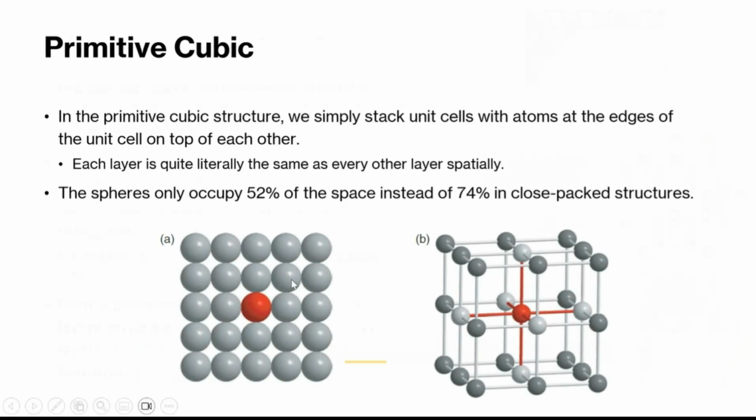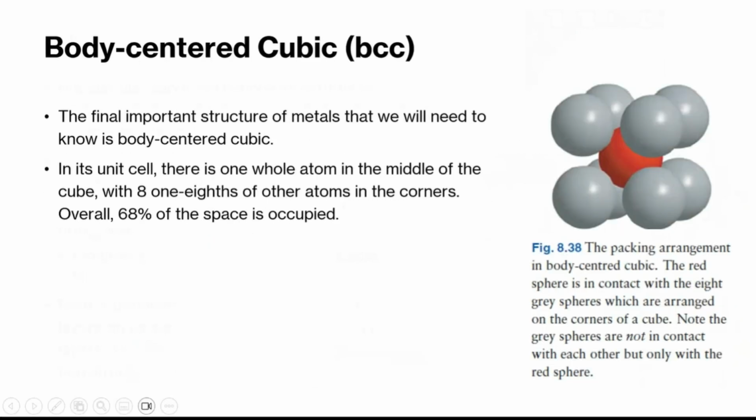So we just have a square layer and we just stack the square layers on top of each other. Another structure that you'll need to know is body-centered cubic. In its unit cell, there's one whole atom in the middle of the cube with eight 1/8 atoms in the corners. Overall, 68% of the space is occupied, which means that this is more effective in packing than, take for example, primitive cubic.